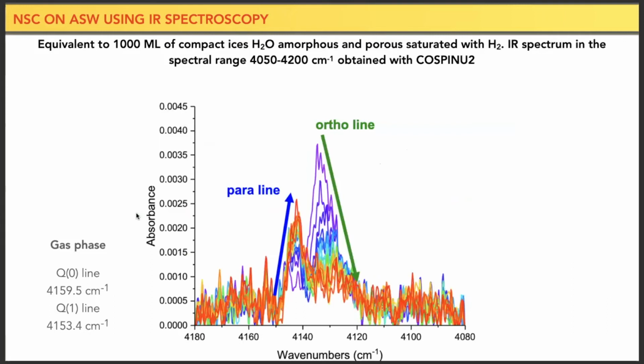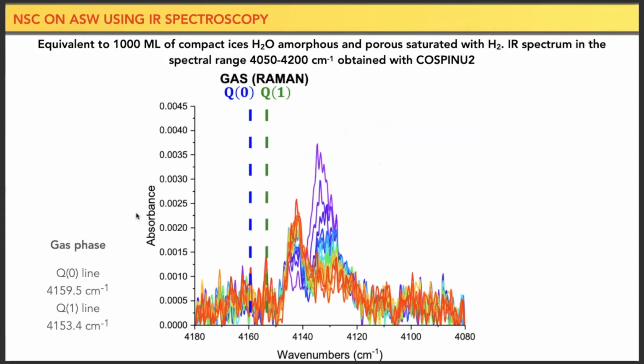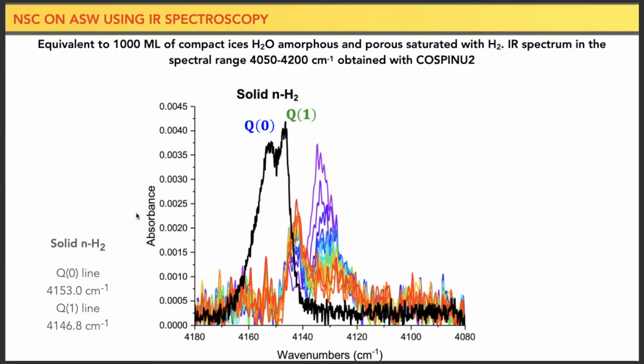These are the first results obtained with COSPIN-U2 two weeks ago. We can see the ortho and the para line of H2, and over time we have a decrease of the ortho line in favor of the growth of the para line. So we have conversion of ortho molecules to para molecules. When we look at the positions of the lines, they are not the same for the gas phase and the solid phase. It might be due to interaction of H2 with the ices.